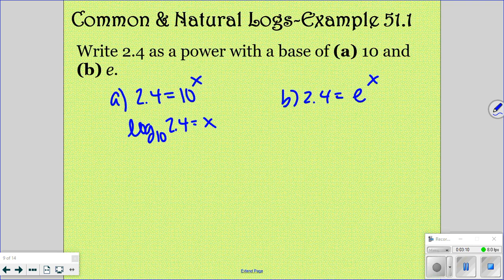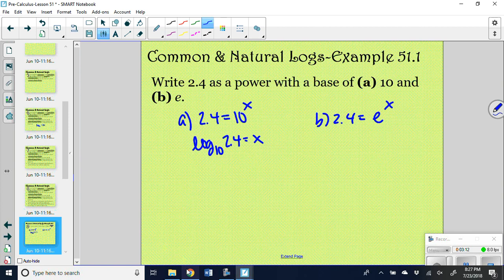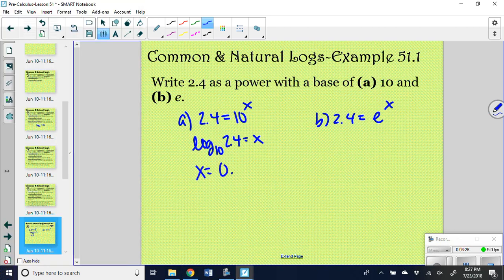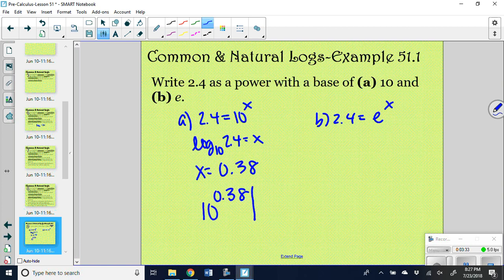So you're going to go use your calculator. You're going to do log of 2.4. And if you plug that in, you get 0.3802, and then etc. So 0.38. So 10 to the 0.38 would be our answer.